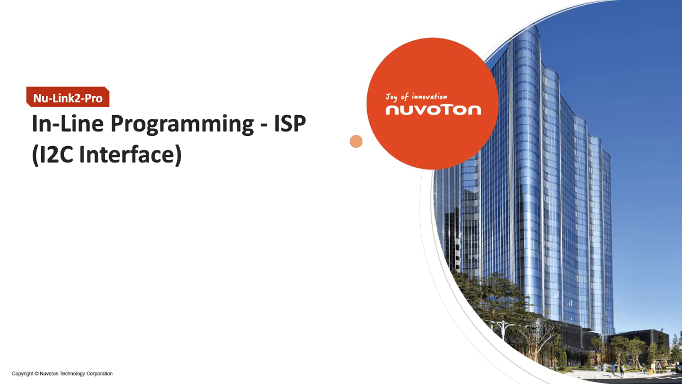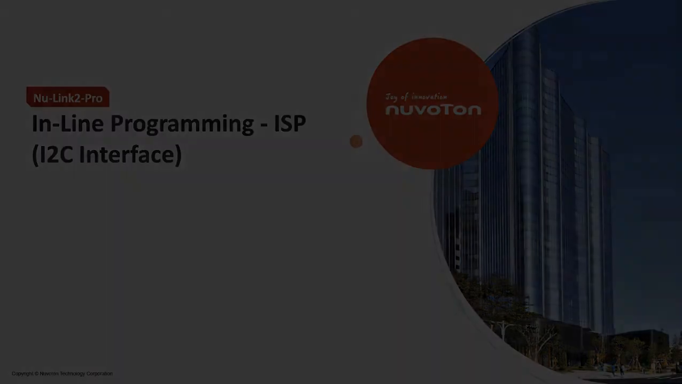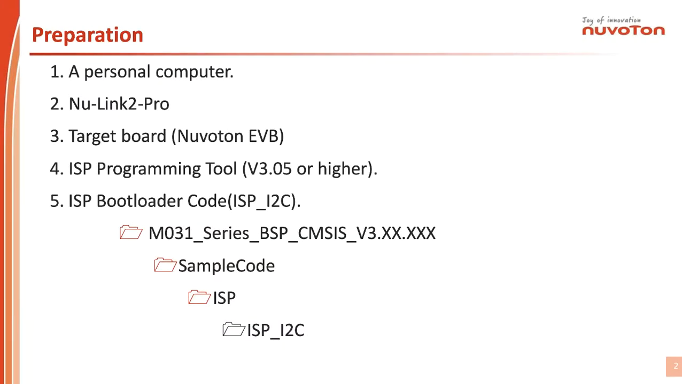Today, I'm going to show you how to do ISP programming by using Nu-Link2-Pro. Before getting started, we need to prepare the following tools: a computer, a Nu-Link2-Pro, and a target development board. Here we use the Nuvoton NuMaker M032SE as an example.